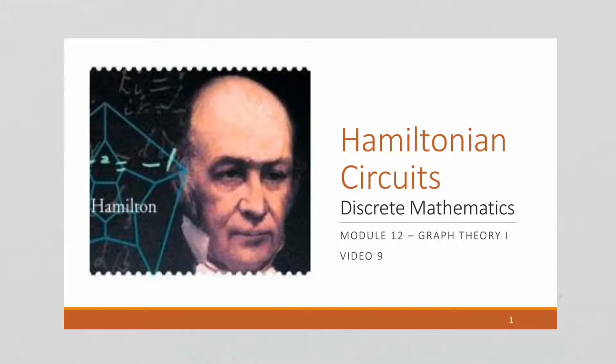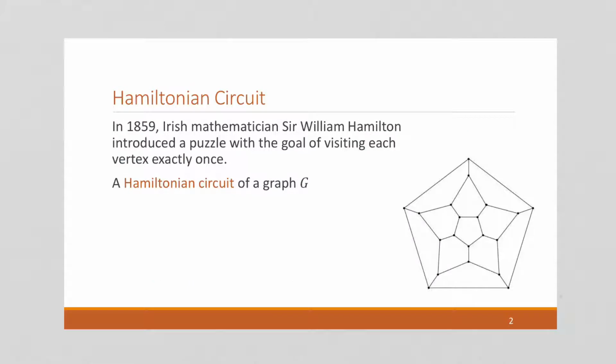In the last video, we talked about Eulerian circuits. In this video, we're going to talk about Hamiltonian circuits. Both of these are named after the mathematician who first discussed them, proved things about them, and showed that they were important. Hamiltonian circuits are a bit newer than the Eulerian circuits. In fact, Sir William Hamilton first brought them up about 100 years later, in 1859.